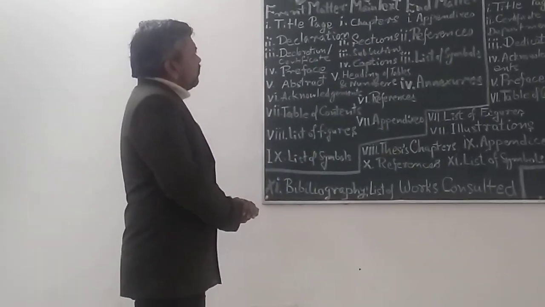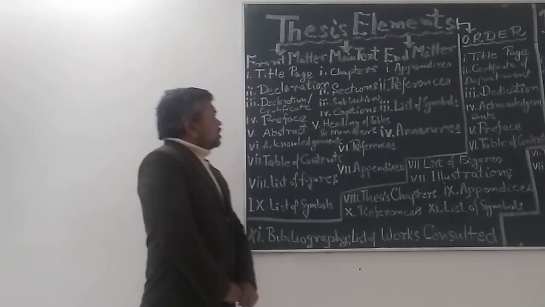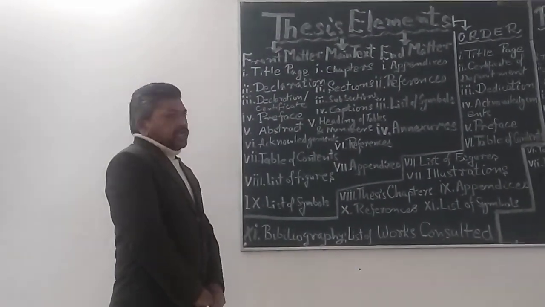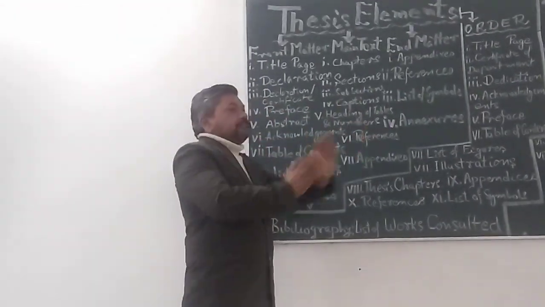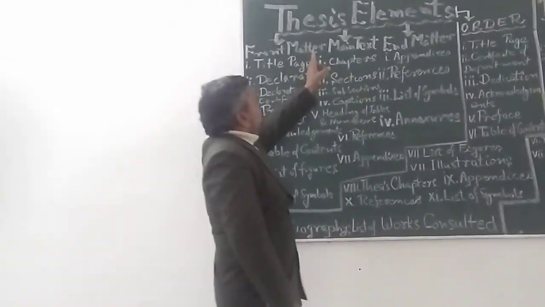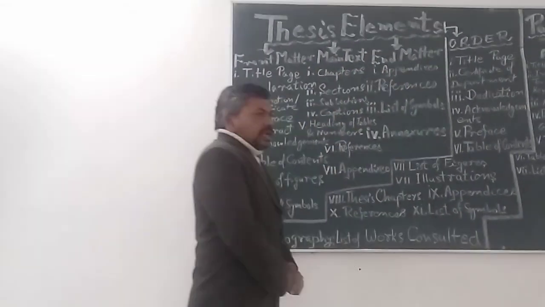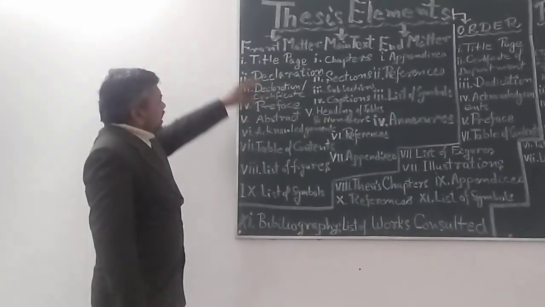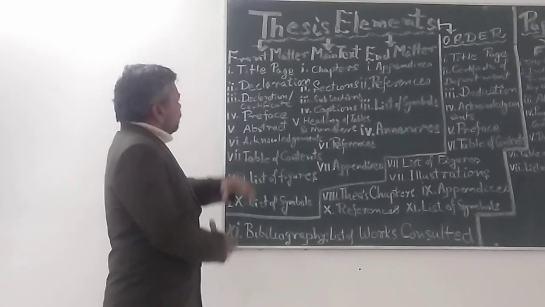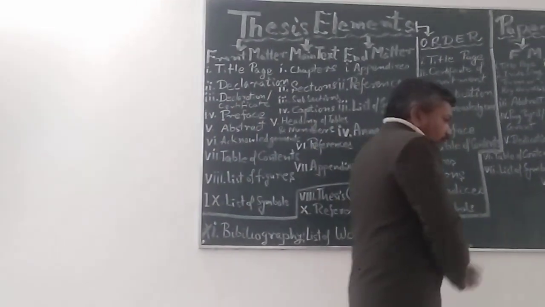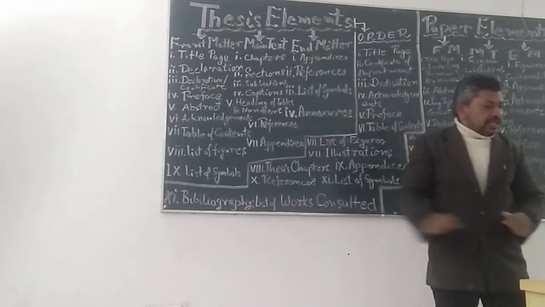For that purpose, when we look at thesis elements, we notice that they can be divided into 3 major segments, namely front matter, main text, and end matter. Let us look at the content of front matter. What should front matter have? For the first time, the foremost thing required is the title page.